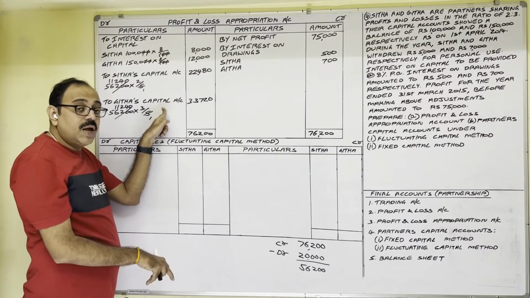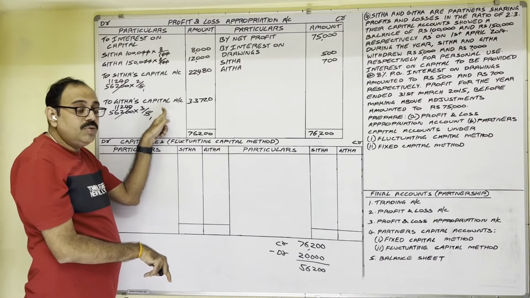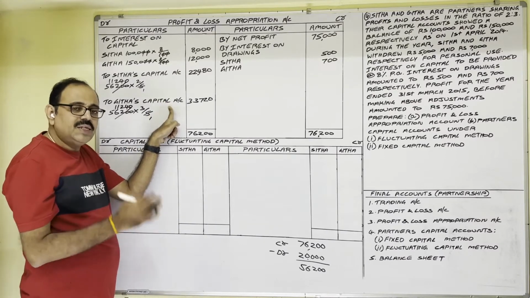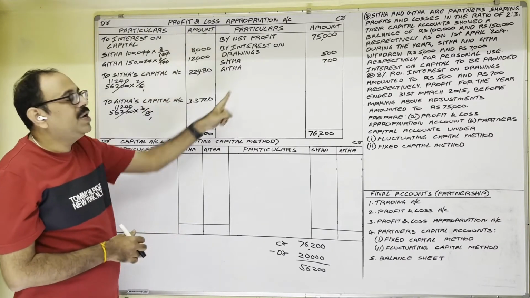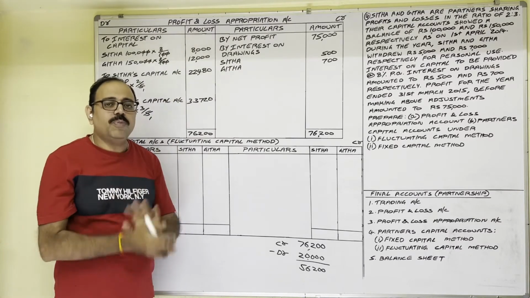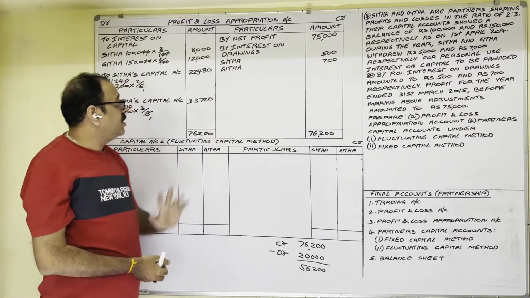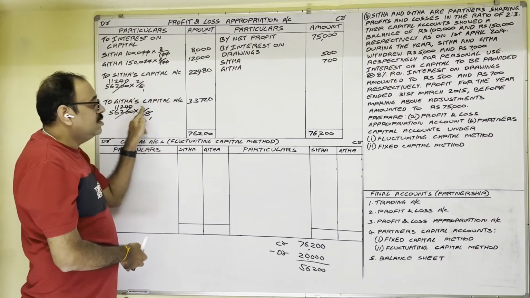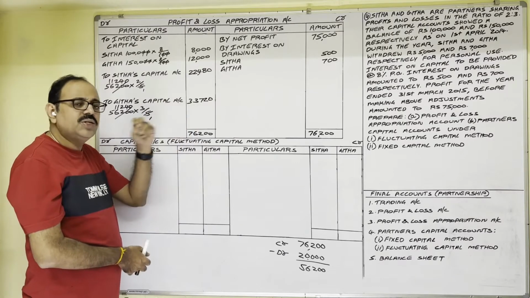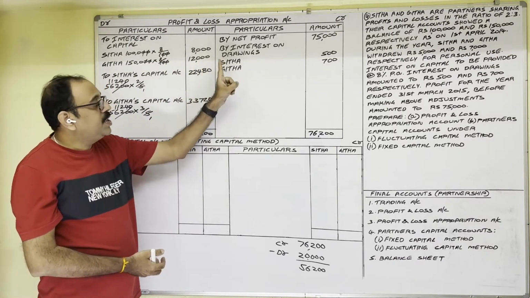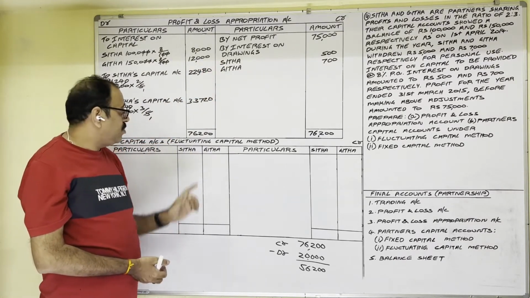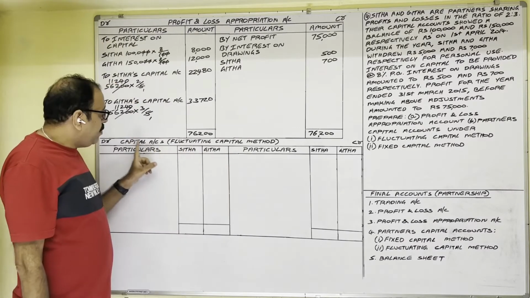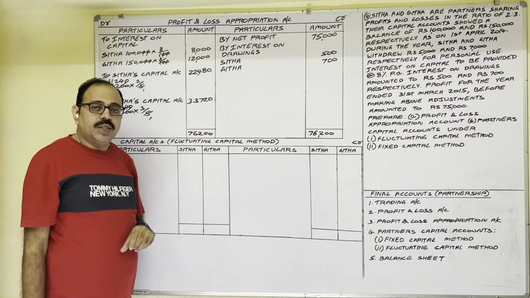Under the fixed capital method, when you are preparing capital accounts, actually speaking you have to transfer these two amounts to current accounts. But in the examination again you need not prepare the P&L appropriation account only for that small point. Some people do it like this: to net profit they write Sita, Geeta, so they transfer like that. That is also okay. So the P&L appropriation account is completed. Next, come to the partners' capital accounts under the fluctuating capital method.